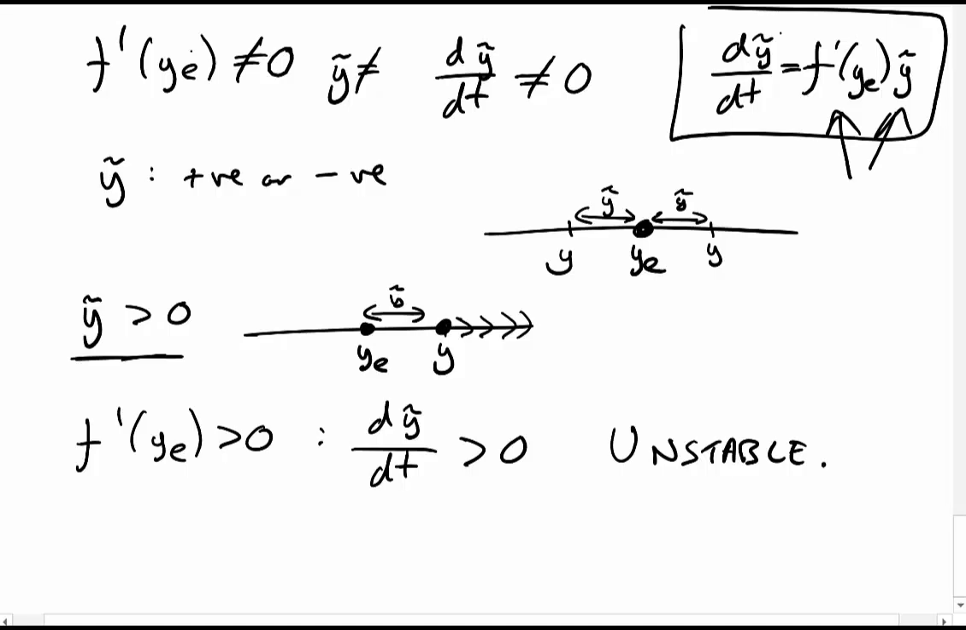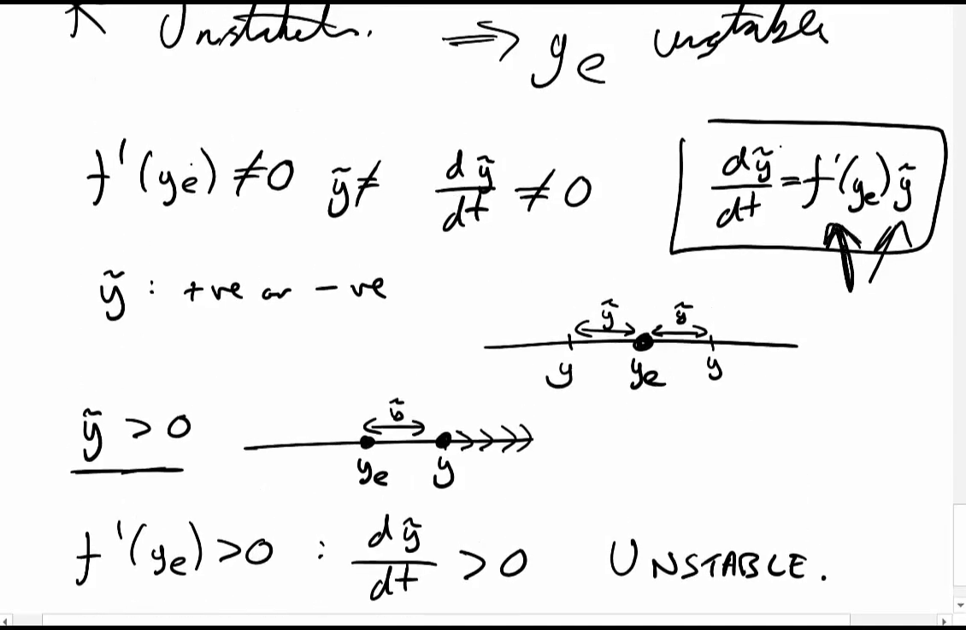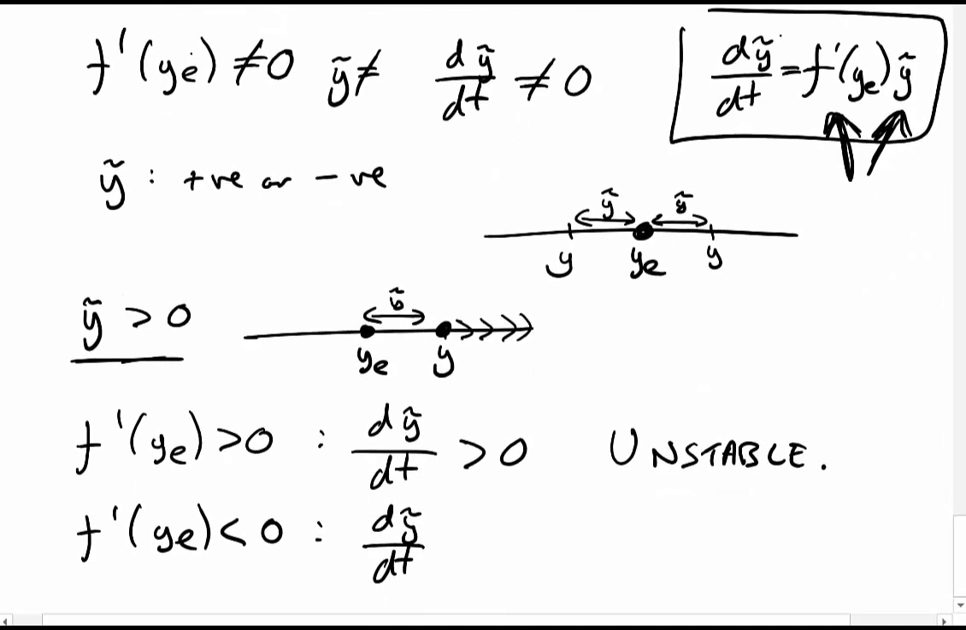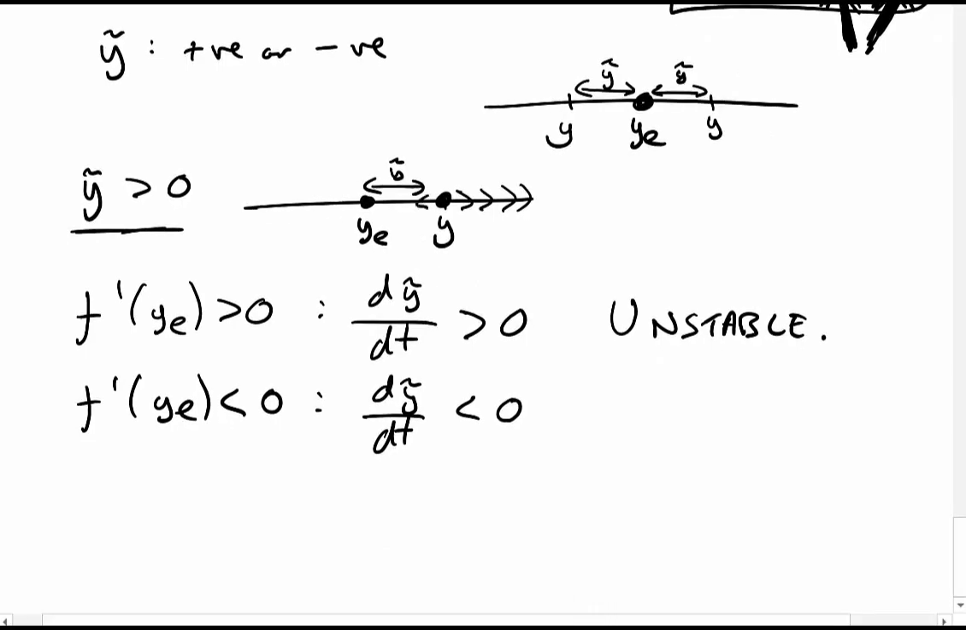All right. Now let's consider the case when f dash of ye is less than 0. That means that for dy tilde by dt, we've got a positive times a negative, so this is negative and this is positive, so this has to be less than 0. So we're moving to the left. We're at y, remember, moving to the left, so we're moving towards our equilibrium point. So we've got an asymptotically stable equilibrium point for that case.